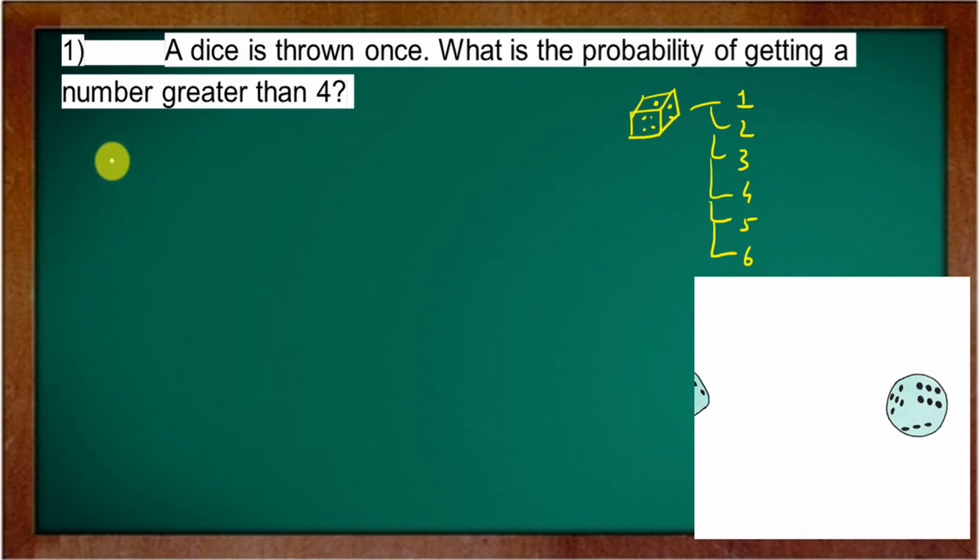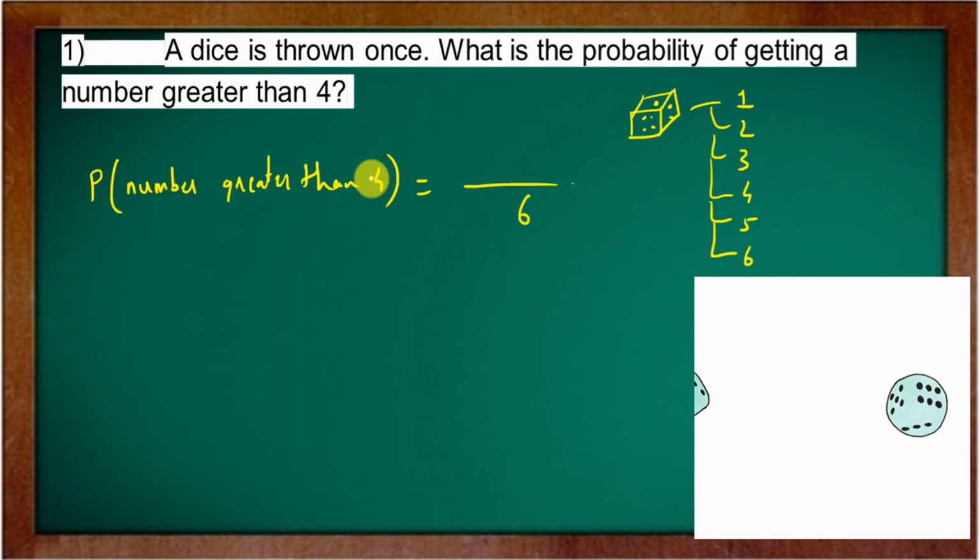So here, what is our event? The event is a number greater than 4. And how do we find its probability? Again, the formula is very simple, right. What is our formula? Below, we have the total number of possible outcomes. The total number of possible outcomes if I roll the dice once is 6.